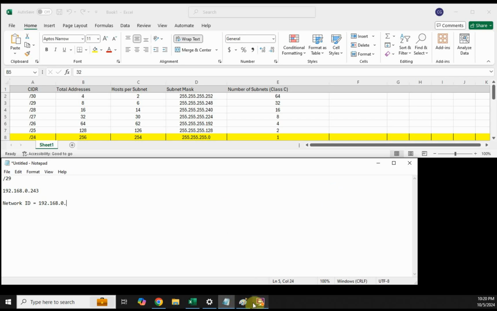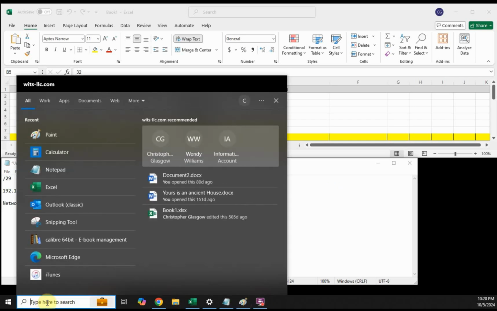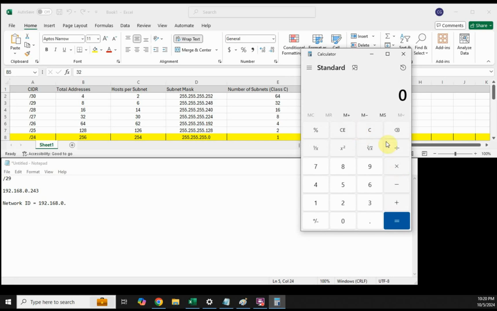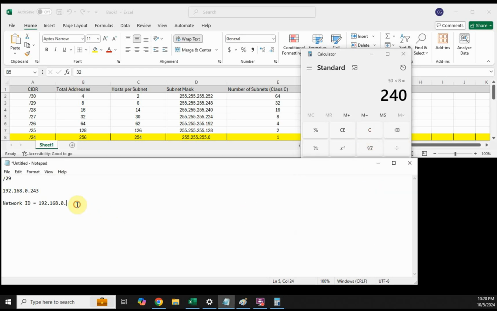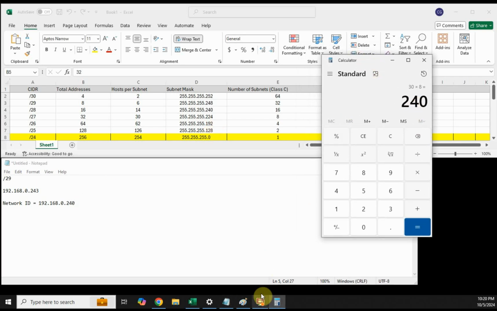All right, so I'll close my calculator. So let's go 243 divided by 8 equals 30. Clear that. 30 times 8 equals 240. Yeah, see, I was right. You see how you can start doing this in your head once you understand how to do this? Subnetting becomes easy. You have to shift your perspective. That's all it is.